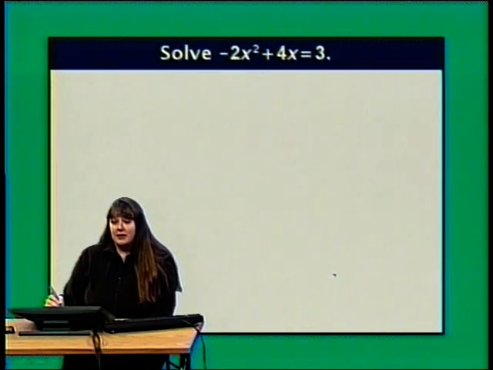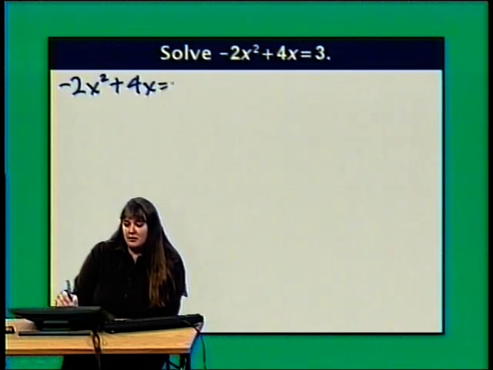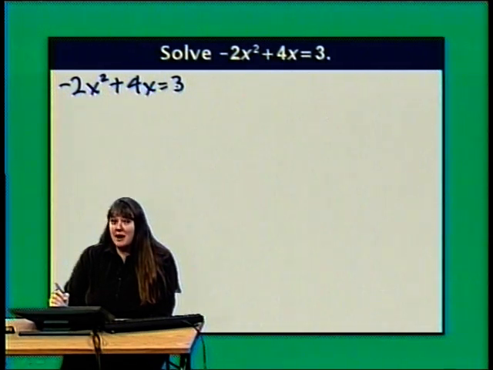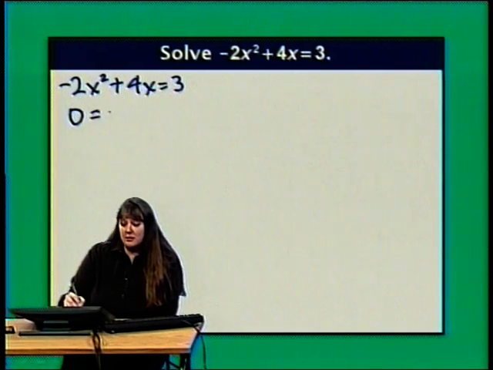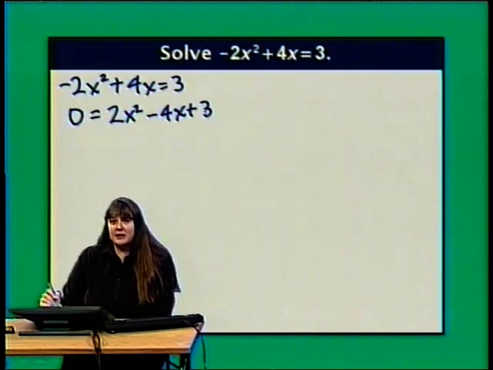Now let's solve negative 2x squared plus 4x equals 3. Well, whether I solve this by factoring or using the quadratic formula, I want to rewrite the equation so that I have 0 on one side of the equal sign. Since I prefer to work with a positive leading coefficient, I'm going to move all of the terms to the right. So that gives me 0 equals positive 2x squared minus 4x plus 3. If I were going to factor, I'd need to find integer factors of 6, that's 2 times 3, that add to negative 4. There are no such integers, so I'm going to have to use the quadratic formula.